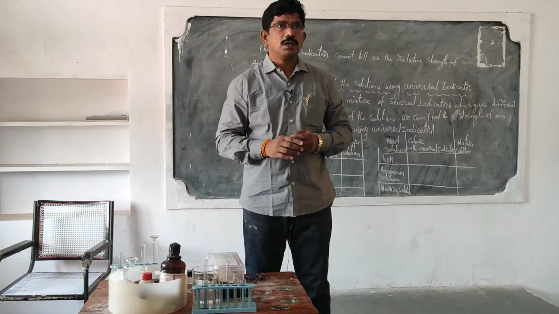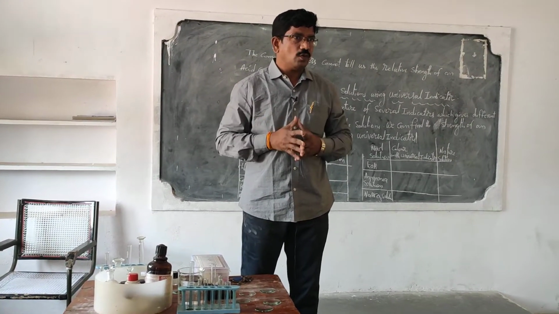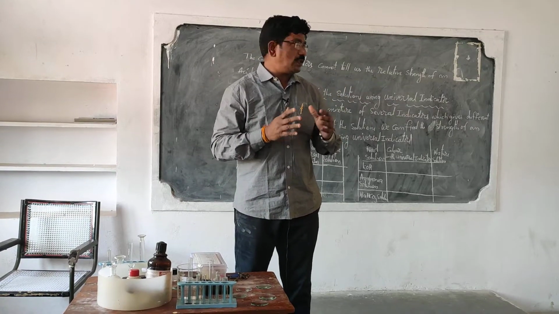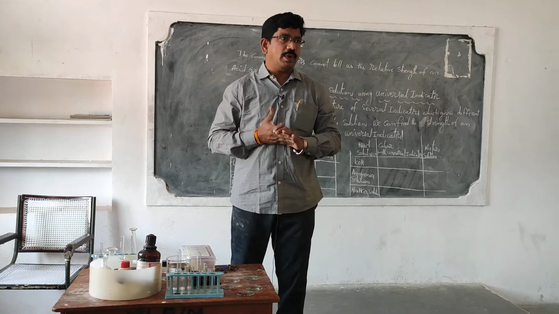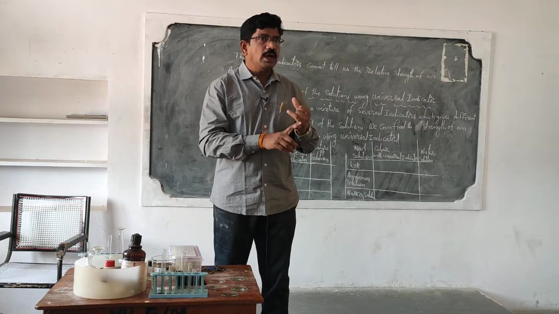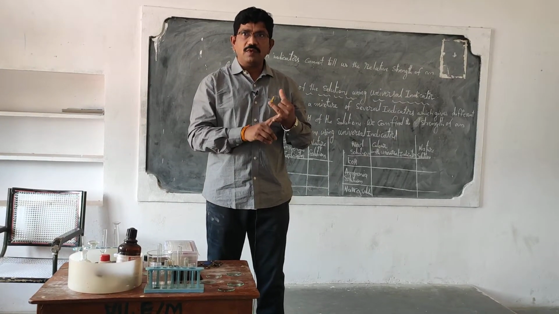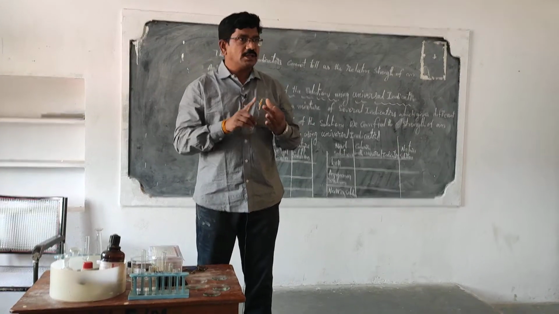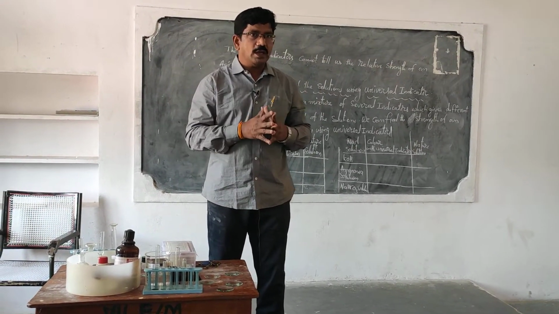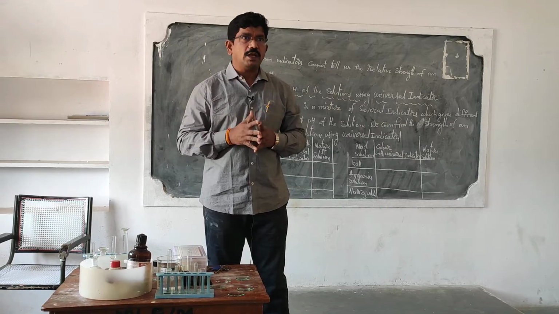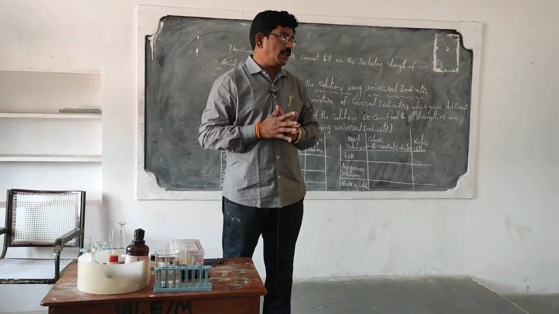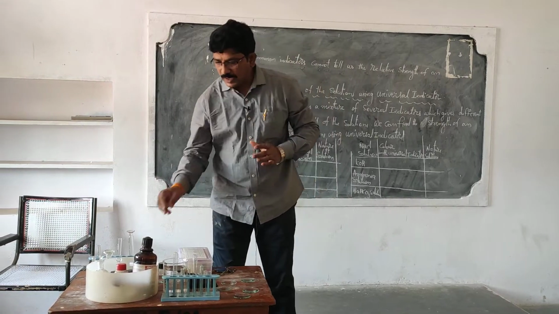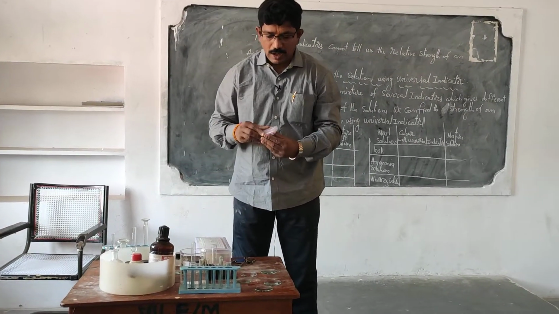Dear students, in our previous class we learnt how to test whether the given solution is an acid or a base with the help of litmus papers. Acids turn blue litmus to red and bases turn red litmus to blue. We also did an activity with indicators, methyl orange indicator and phenolphthalein indicator. Once again I will recall all these things.